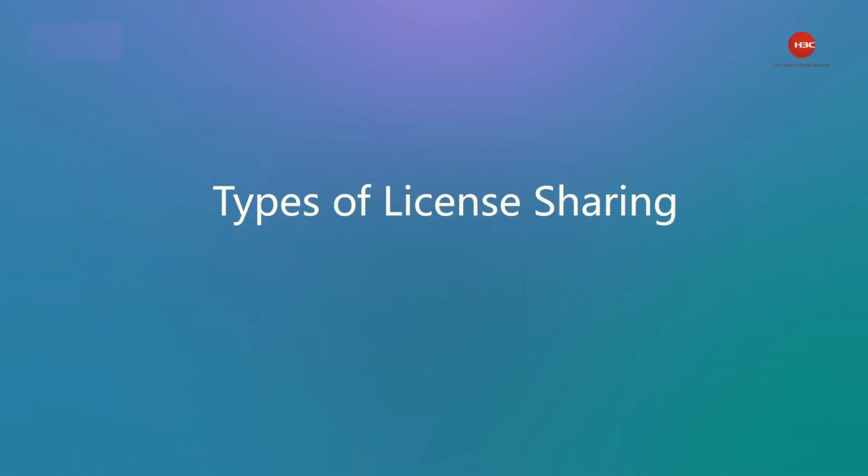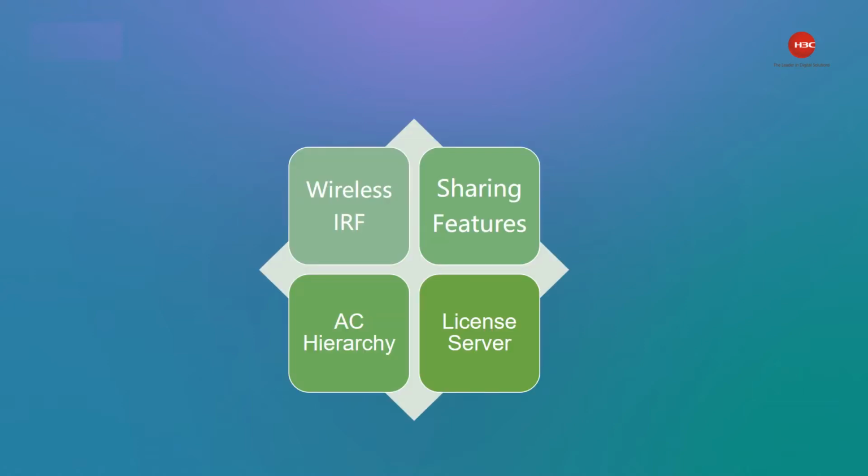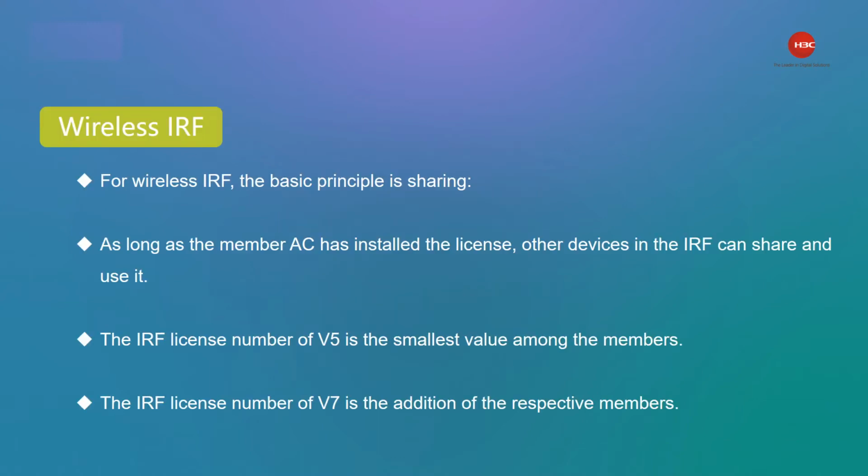And there are several ways of license sharing. In wireless networking, the license of the wireless AP doesn't necessarily have to be installed on every AC. There are currently multiple license sharing solutions, like wireless IRF, wireless license sharing feature, AC hierarchical, and license server. First, let's take a look at how to achieve license sharing in the wireless IRF.